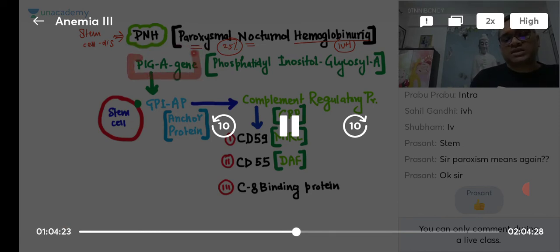PNH will be having a gene called, sorry, I will just tell you first about the normal stem cell. As I said, it's a stem cell disorder. So first I should say what the normal stem cell consists of. Normal stem cell consists of the PIGA gene. Remember, this is called PIGA gene. So PIGA gene, what are they going to do? PIGA gene full form I have written here, phosphatidylinositol glycan class A. PIGA gene is synthesizing GPI anchor protein. GPI is the same full form, glycosyl phosphatidylinositol, and AP is anchor protein, right? So PIGA gene synthesizes GPI anchor protein which is present on the stem cell surface.